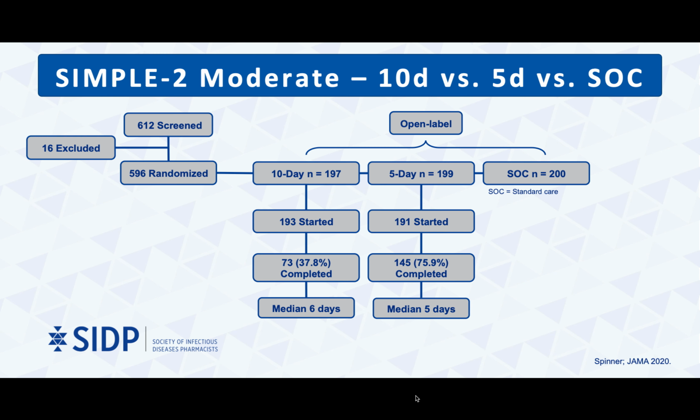Notably, treatment was administered in an open-label fashion due to the lack of a sufficient amount of matching placebo. For the 10-day group, 193 patients were initiated on therapy, 73 or 38% completed the full course, and the median duration of therapy was 6 days. For the 5-day group, 191 patients initiated therapy, 76% completed the full course, and the median duration was 5 days.